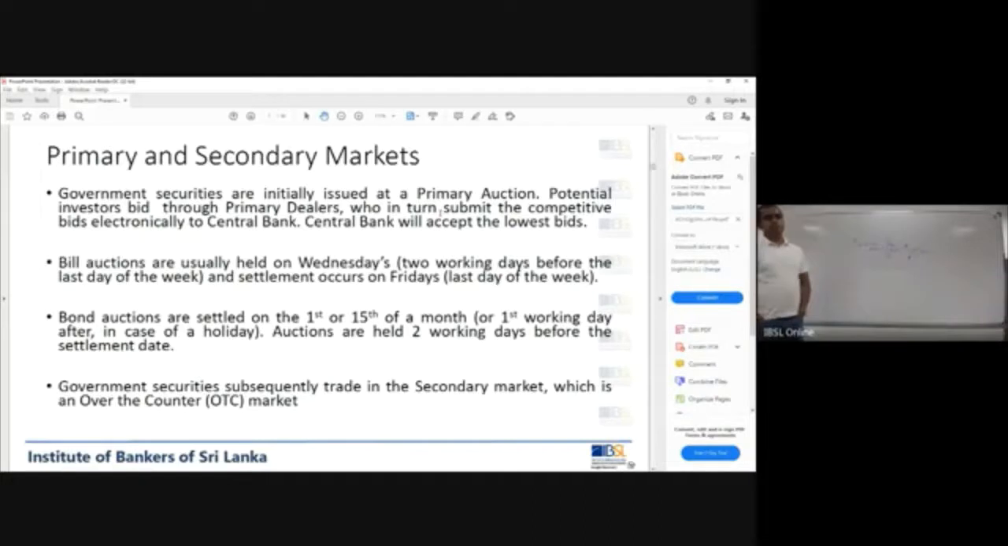Bond auctions are settled on the 1st and the 15th of a month, and auctions are held usually 2 working days before the settlement date. Government securities subsequently trade in the secondary market, which is an over-the-counter market. Now, let's do an example of a treasury bill auction. Bond auction also happens on the same day.